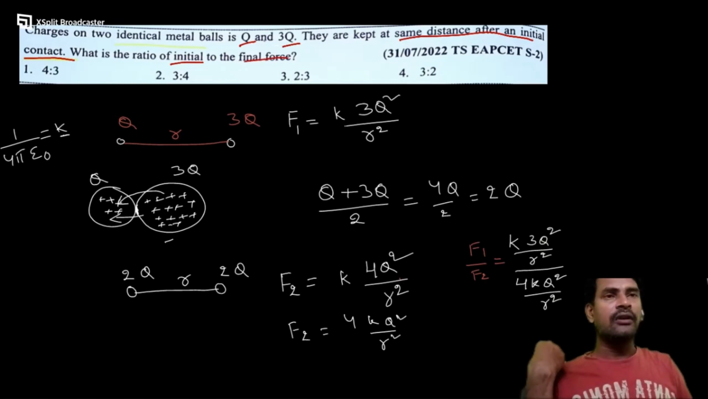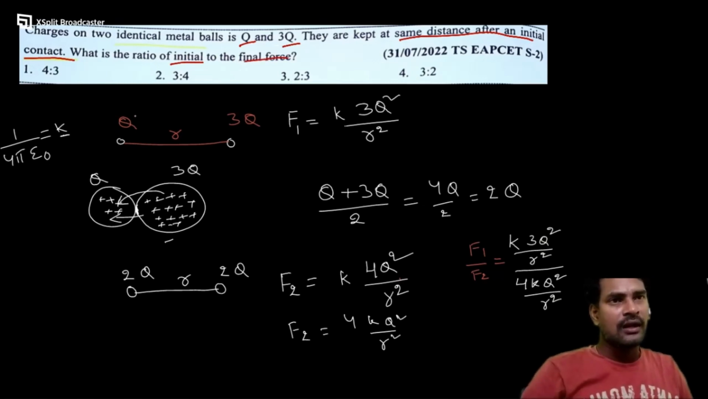See, initially we have two charges. One has a magnitude of q, the other has a magnitude of 3q, and they are separated by a distance. He didn't mention anything, but at the same distance. For instance, in the first case, I am assuming they are separated by a distance r. So, in the first case, what will be the force?